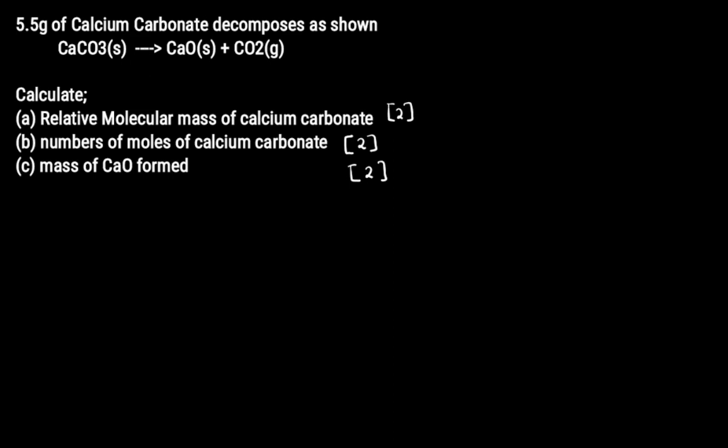5.5 grams of calcium carbonate. They are saying it decomposes as shown. So when calcium carbonate decomposes, it forms calcium oxide and carbon dioxide. Of these numbers that you are seeing, they are supposed to be subscripts. For example, this is supposed to be carbon dioxide and not this, because I couldn't write it properly.